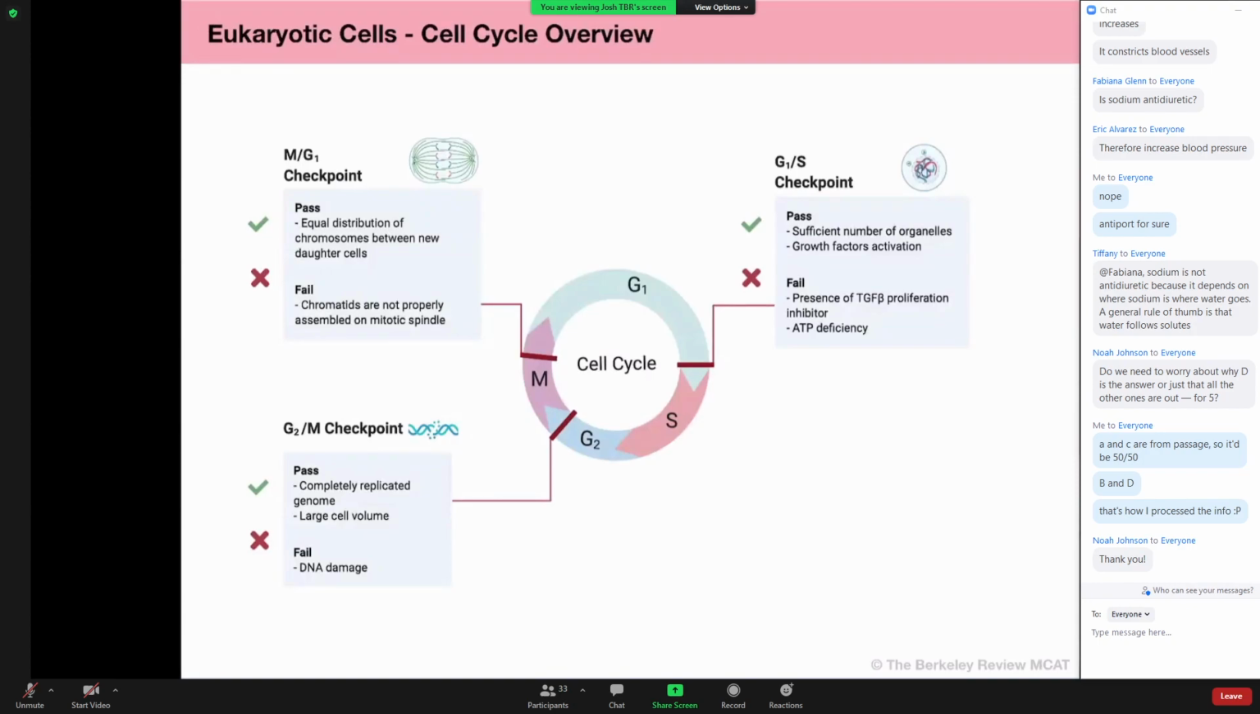So, the cell cycle, which we're going to again come back to and come back to again and again and again.